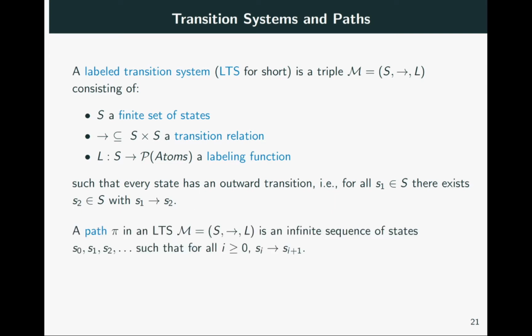Now, given an LTS, we can define what it means for an infinite sequence of states to be a path in this LTS. It simply means that any two consecutive states in the sequence are connected by a transition. In mathematical form, for all numbers i, Si transits to Si plus 1, assuming pi consists of S0, S1, S2, and so on. To indicate that pi is a path, we usually show that there are transitions between its states, as seen here. So pi is written as S0 goes to S1 goes to S2, and so on. This is just a notation.